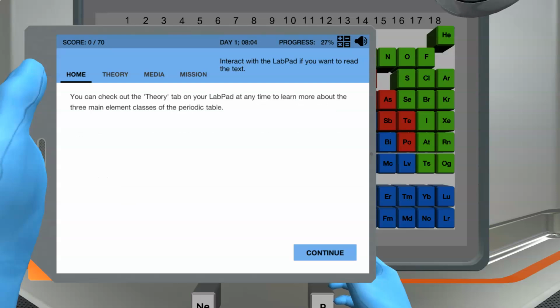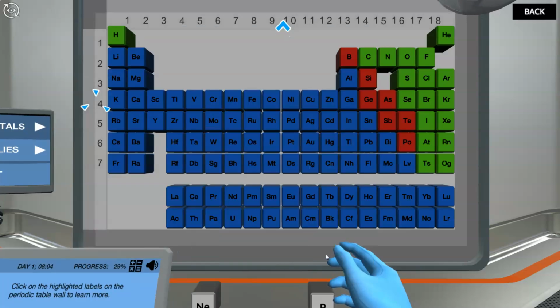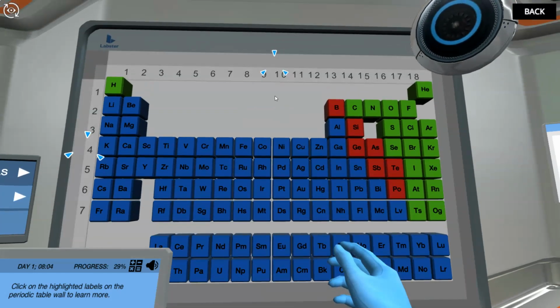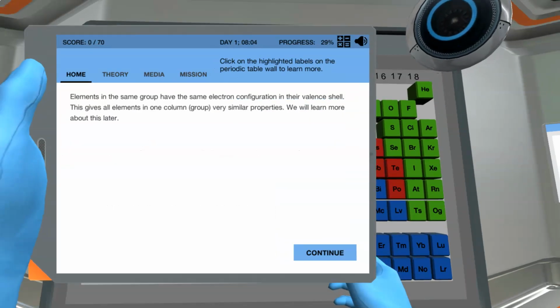You can check out the Theory tab on your lab pad at any time to learn more about the three main element classes of the periodic table. Click on the highlighted labels on the periodic table wall to learn more. Elements in the same group have the same electron configuration in their valence shell. This gives all elements in one column very similar properties. We will learn more about this later.